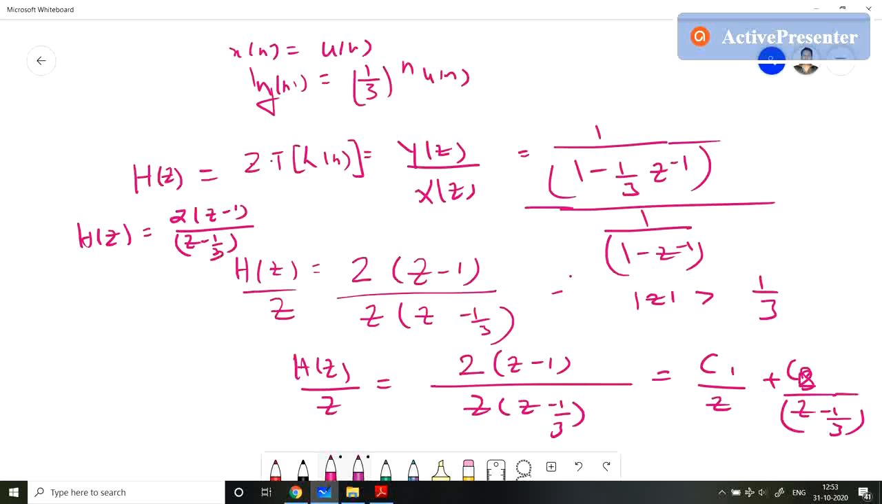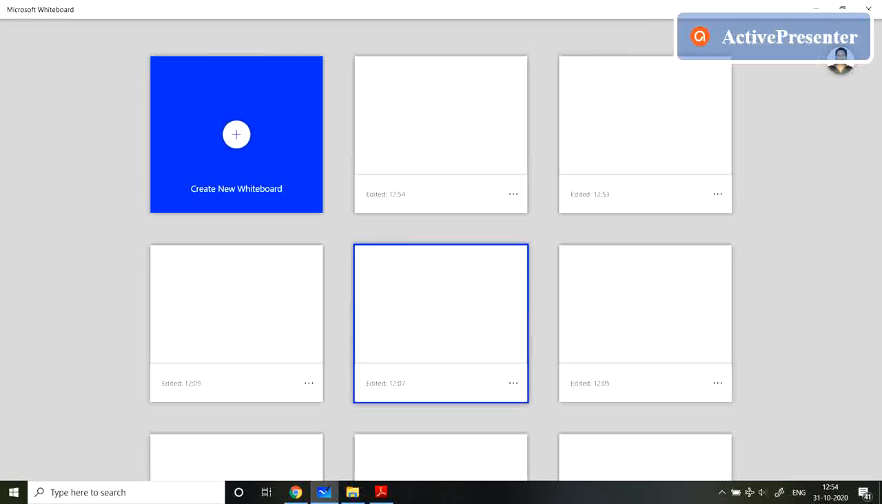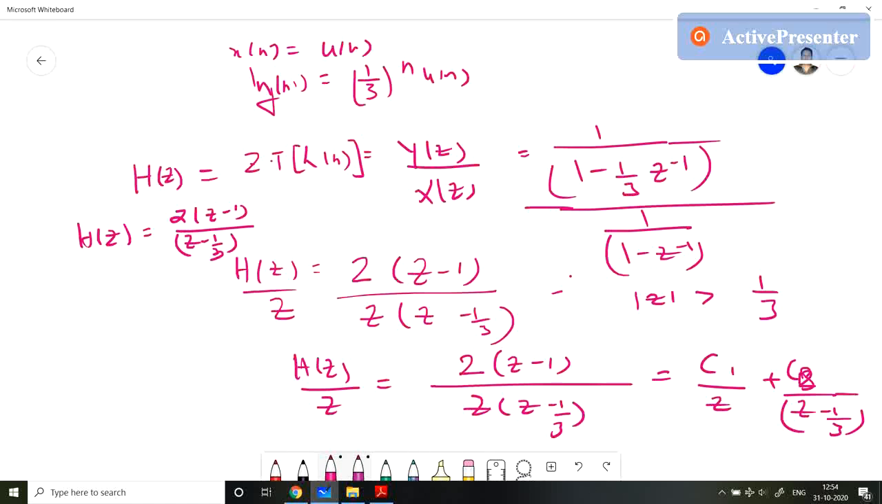After that we find S(z) by z, which is only division by z on both sides. So S(z) by z is equal to c1 divided by z plus c2 divided by z minus 1 by 3. If we see the previous slide, we can find that this S(z) by z has poles at z equals 0 and z equals 1 by 3, and the zero is present at z equals 1 by 2. So z equals 0 and z equals 1 by 3 are poles, and z equals 1 by 2 is the zero.